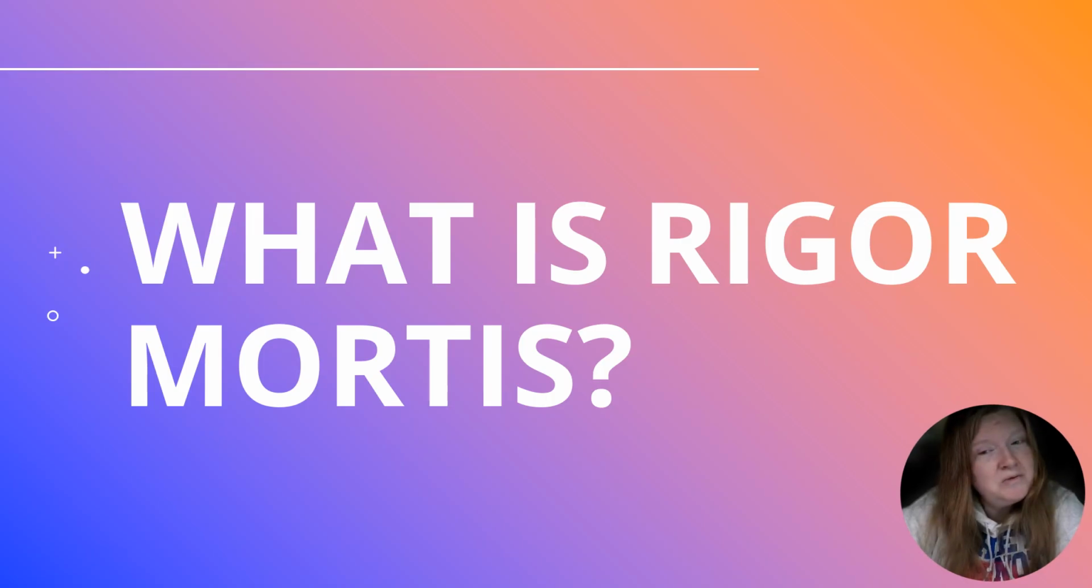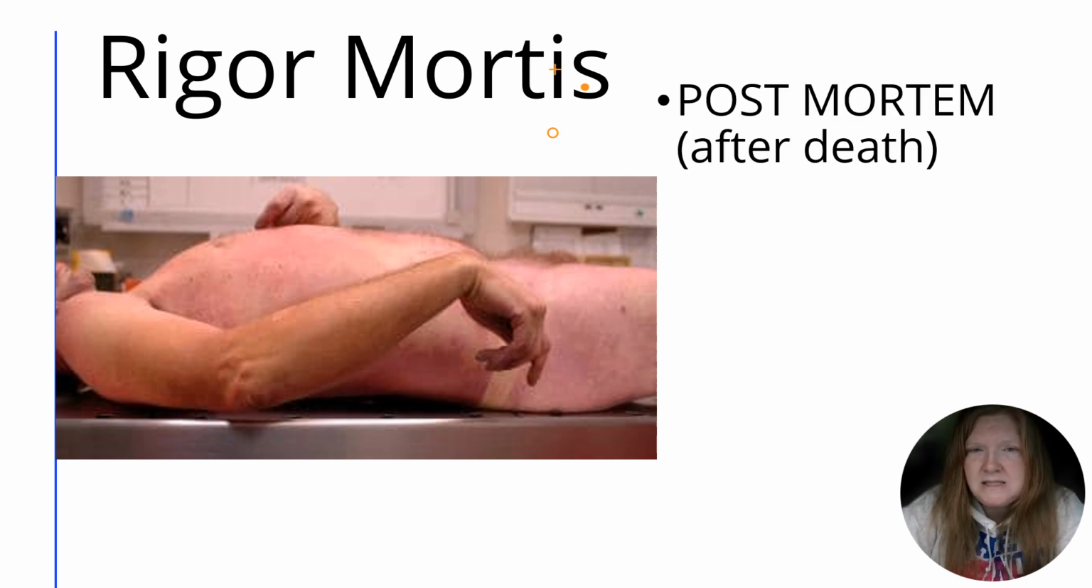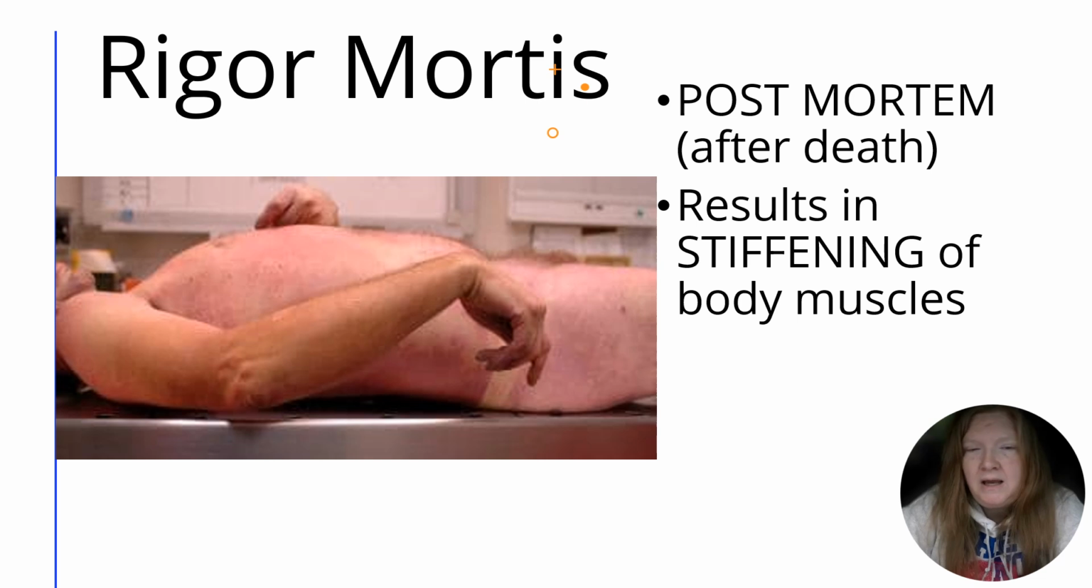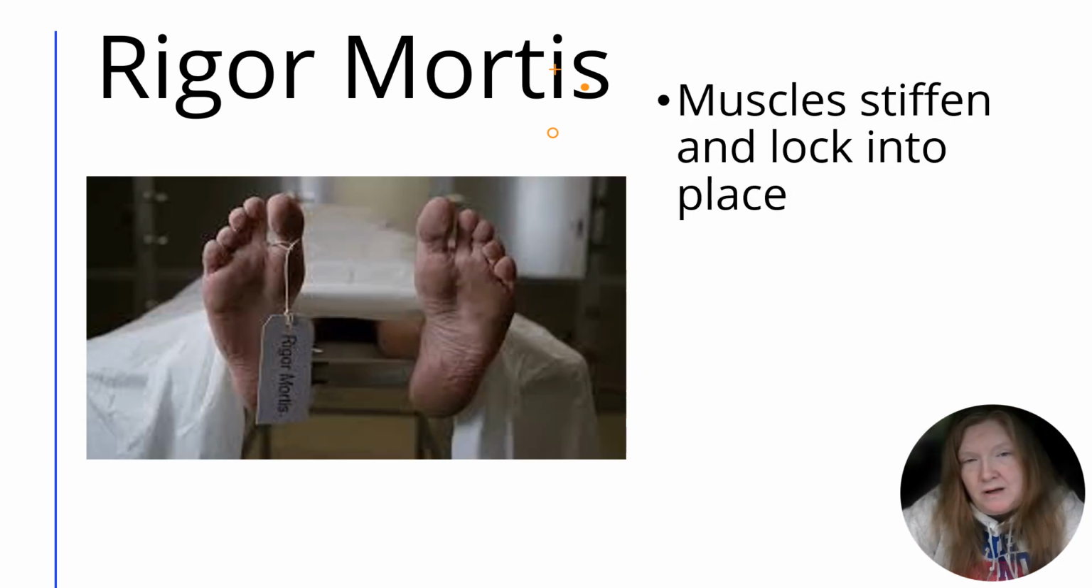All right. Now, not necessarily related to aging, but related to death, what is rigor mortis? Well, rigor mortis is something that occurs post-mortem, after death. It results in a stiffening of the body's muscles after death. All right, so what happens with rigor mortis? Well, the muscles are going to stiffen and lock into place.